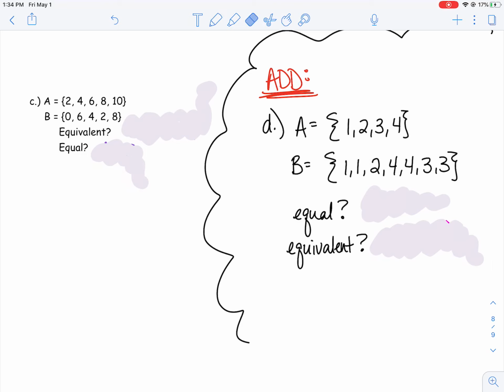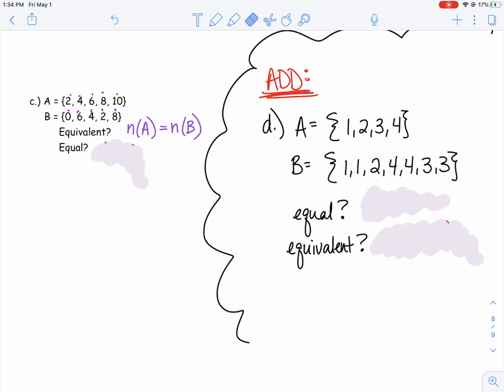Remember, equivalent, let's start there. Equivalent means they have the same number of elements. Well, if I look at this first set, set A has 1, 2, 3, 4, 5 different elements. Set B has 1, 2, 3, 4, 5 different elements. Since they both have 5 elements, I could say that they are equivalent because they have 5 elements each. Even though they might not be the same elements, they have 5 elements, so they're equivalent.